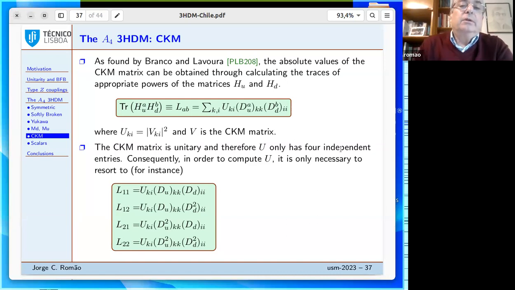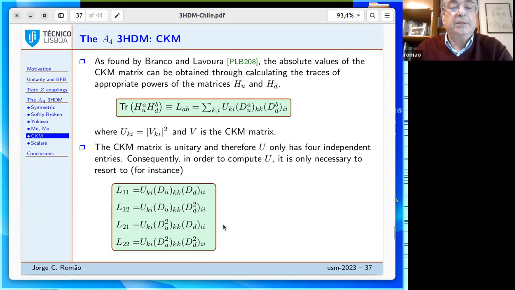And for that, you use the old result by Branco and Lavoura. They have shown that the absolute values of the CKM matrix can be obtained by calculating the traces of appropriate powers of H U and HD by these expressions, where these U are just the absolute value square of the CKM matrix. And as this matrix is unitary, you need only 4 of them. For instance, you can choose these combinations just to take 4 of these values, which, as these expressions are written, are linear in the square of the CKM matrix.